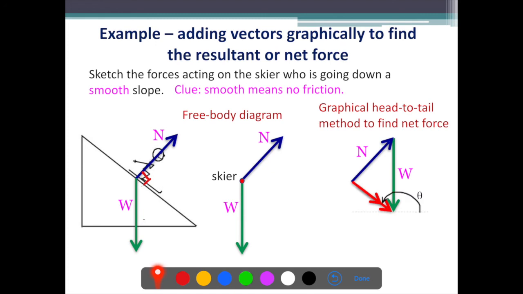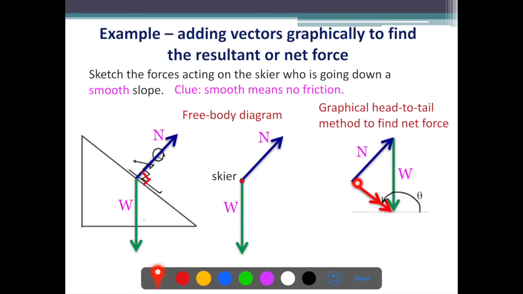Okay, and the angle is measured relative to the positive x-axis. So the angle will be this theta angle here going from positive x-axis to the resultant force or the net force.